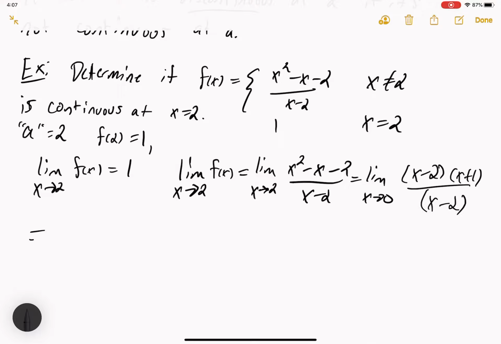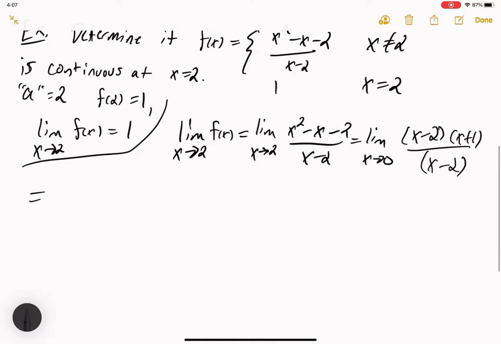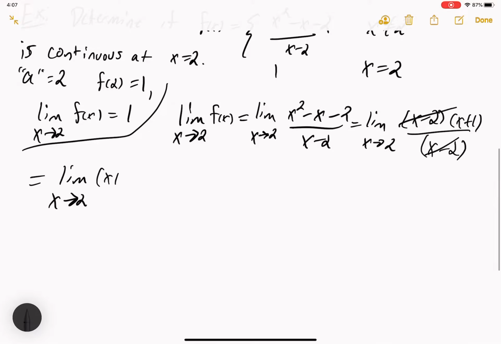And I'm just going to clarify that here. Let me cross that out a bit. Sorry, my work is a little messy. So the x minus 2's will cancel, and that's going to leave us with a limit. I wrote 0. Okay, why am I writing 2? All right, sorry. Limit as x goes to 2 of x plus 1 is equal to 3.